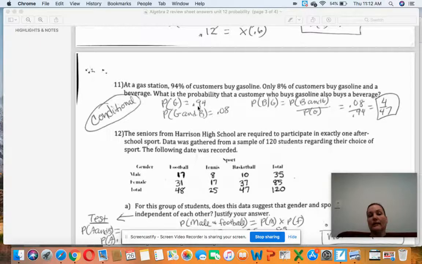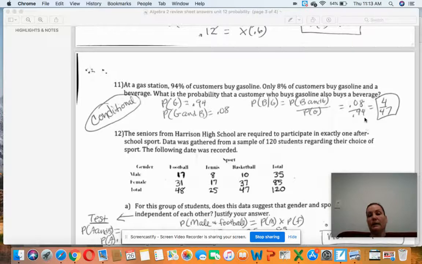So the probability of gasoline is 0.94. I changed that percent to a decimal. The probability of gas and a beverage, I took that 8% and moved my decimal 2 places to the left, is 0.08. So the probability of beverage given that they buy gas is the probability of beverage and gas, which is 0.08 right from here, over the probability of gas. So when you have a conditional, this second thing is your denominator. The probability of that second thing is your denominator. So it's 0.08 over 0.94.